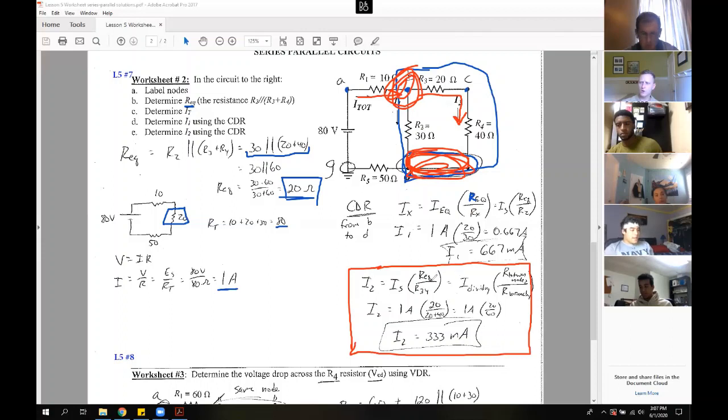And notice that this R equivalent doesn't include the 10 and it doesn't include the 50. That's because they're before and after the node of dividing and the node of rejoining.